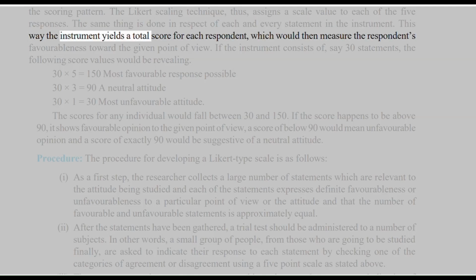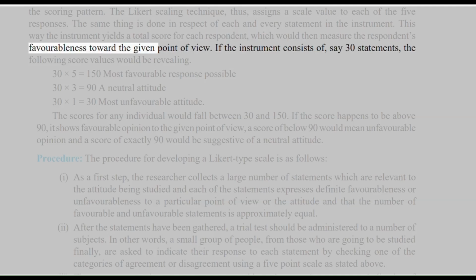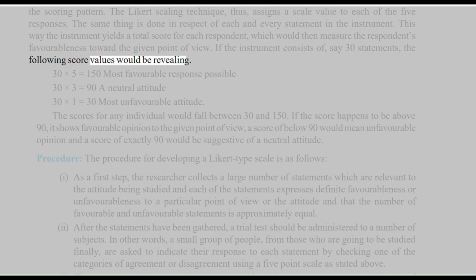This way the instrument yields a total score for each respondent, which would then measure the respondent's favorableness toward the given point of view. If the instrument consists of, say, 30 statements, the following score values would be revealing: 30 times 5 equals 150, most favorable response possible; 30 times 3 equals 90, a neutral attitude; 30 times 1 equals 30, most unfavorable attitude.